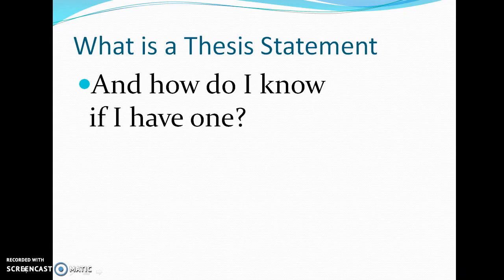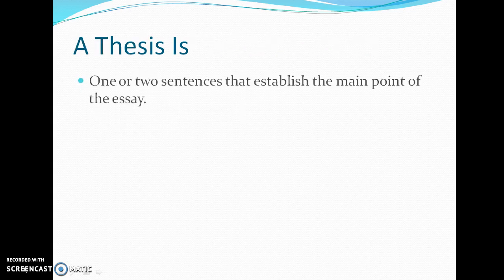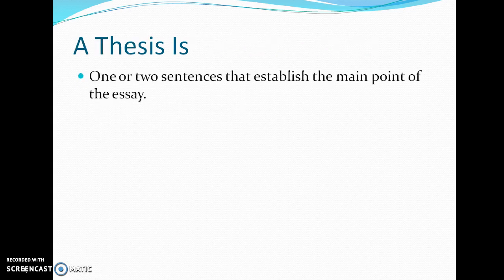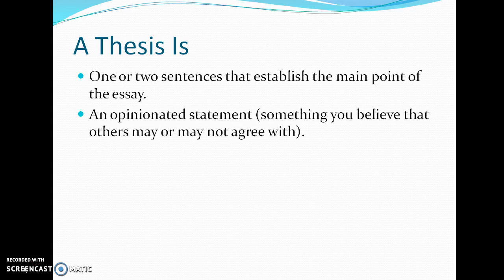So I'll start with what is a thesis statement and how do I know if I have one? Well, basically, a thesis statement is one or two sentences that establishes the main point of the essay. It is usually an opinionated statement, something you believe that others may or may not agree with. And the reason I say usually is because that is the case as far as the essay you're going to write in this class.